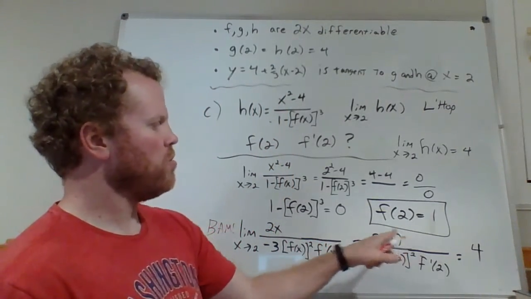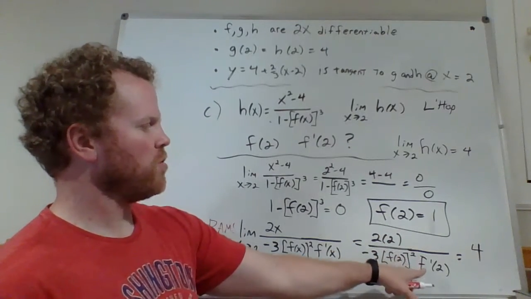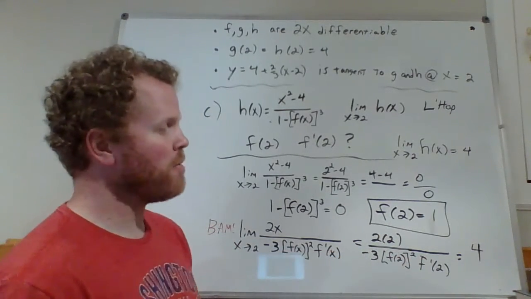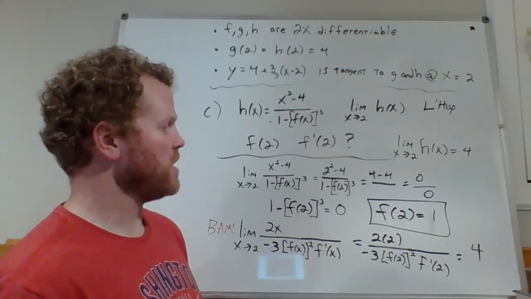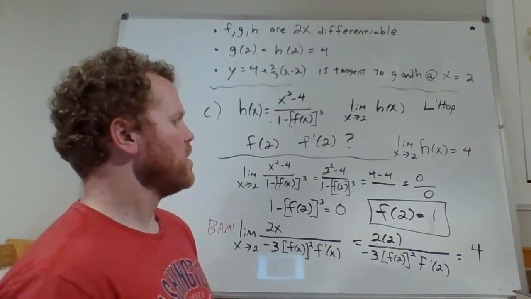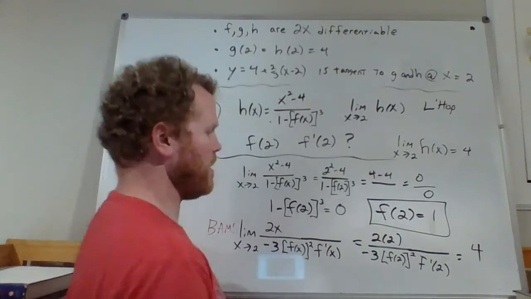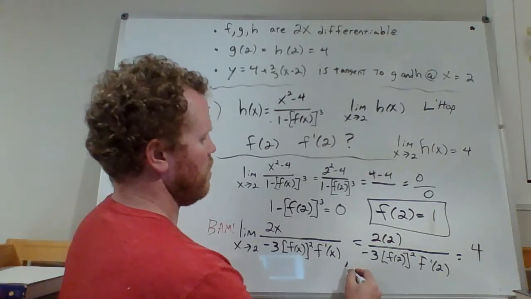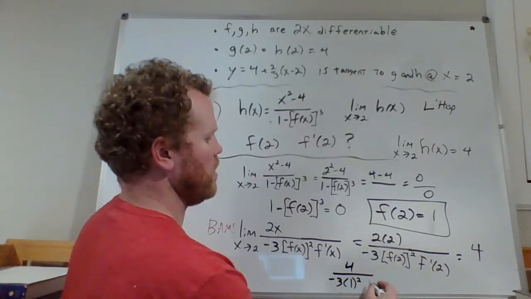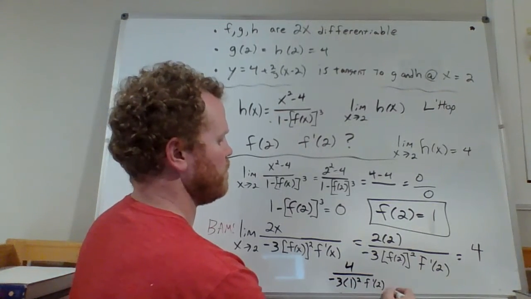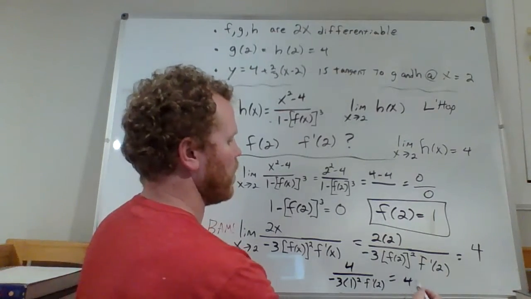So 2 times 2 over negative 3 times f of 2 squared times f prime of 2 is 4. You just have to solve this little equation, and then you're basically all done with this thing. So what you should wind up getting is 4 divided by negative 3 times 1 squared times f prime of 2 has to be 4.